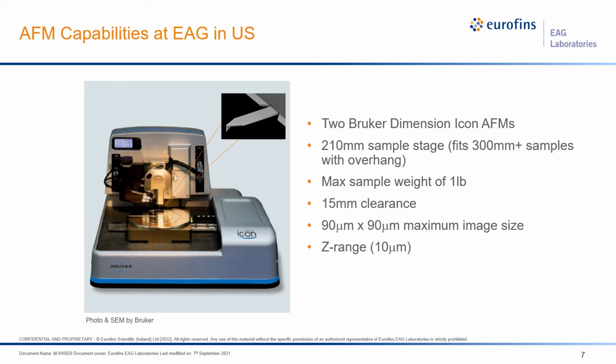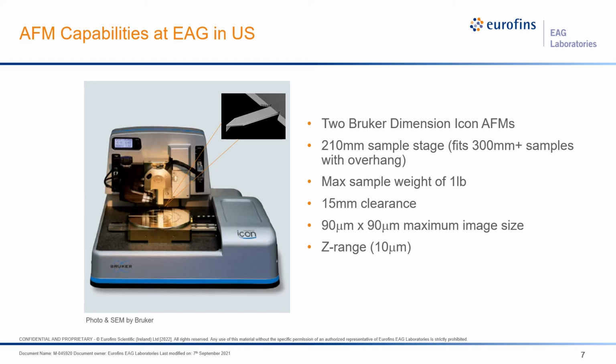At our Sunnyvale facility, we have two Bruker Dimension Icon AFMs. These instruments have versatile sample handling capabilities, so we can fit very large samples, even 300 millimeter wafers. The scan sizes can range from submicron up to 90 micron by 90 micron, and the scanner can track height variations of up to 10 microns.